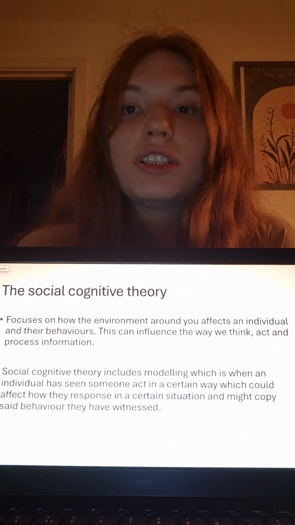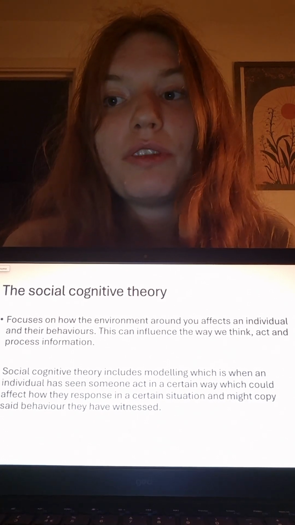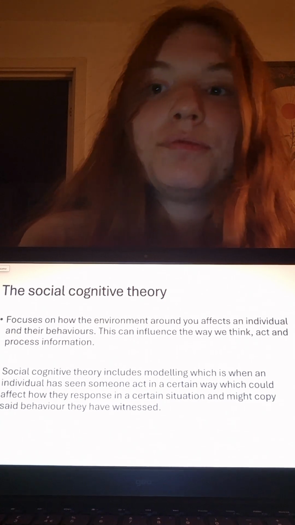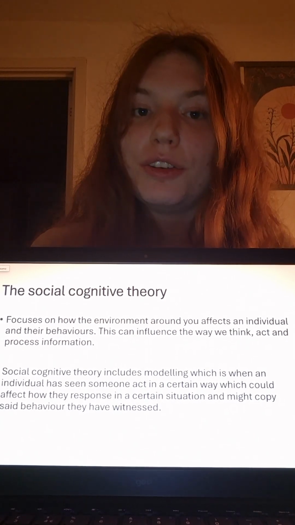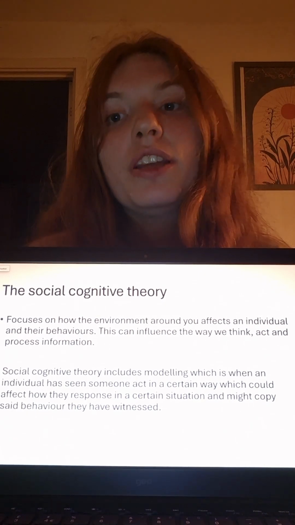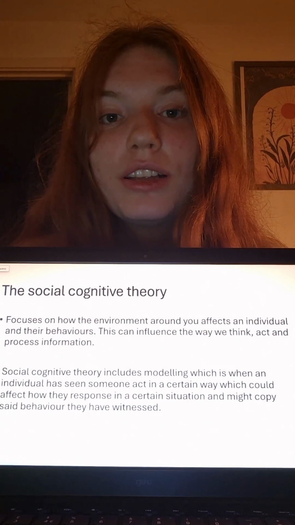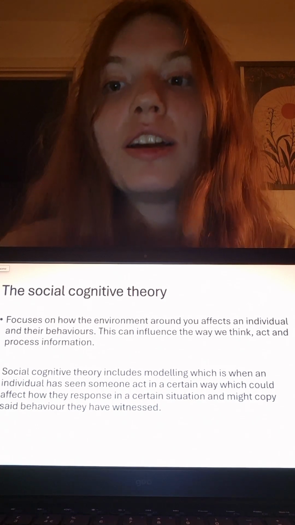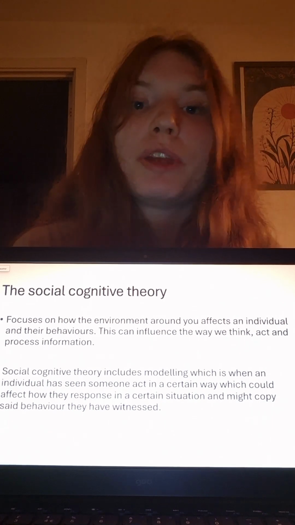The social cognitive theory. This focuses on how the environment around you affects how you think and your behaviours, as well as how you process information. The social cognitive theory includes modelling. This is when an individual sees someone act in a certain way and they mirror the said action and behaviour.